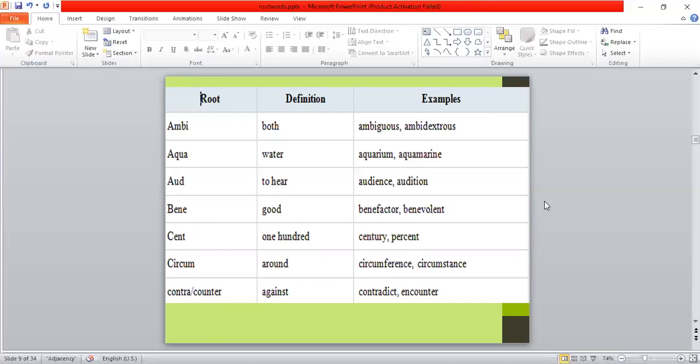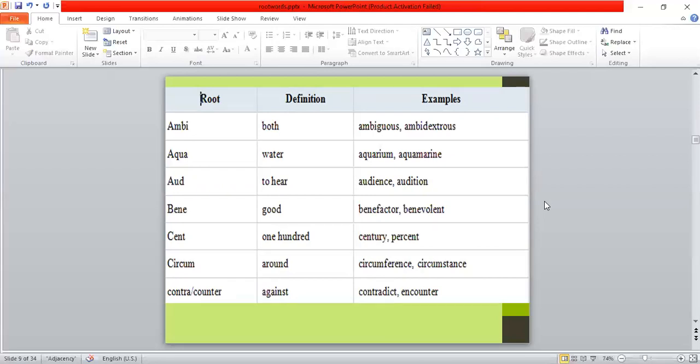Ambi, it's the root. Its definition is both. An example: ambiguous, ambidextrous. The root aqua means water: aquarium, aquamarine. Aud means to hear: audience, audition. Bene means good: benefactor, benevolent. Cent means 100: century, percent.